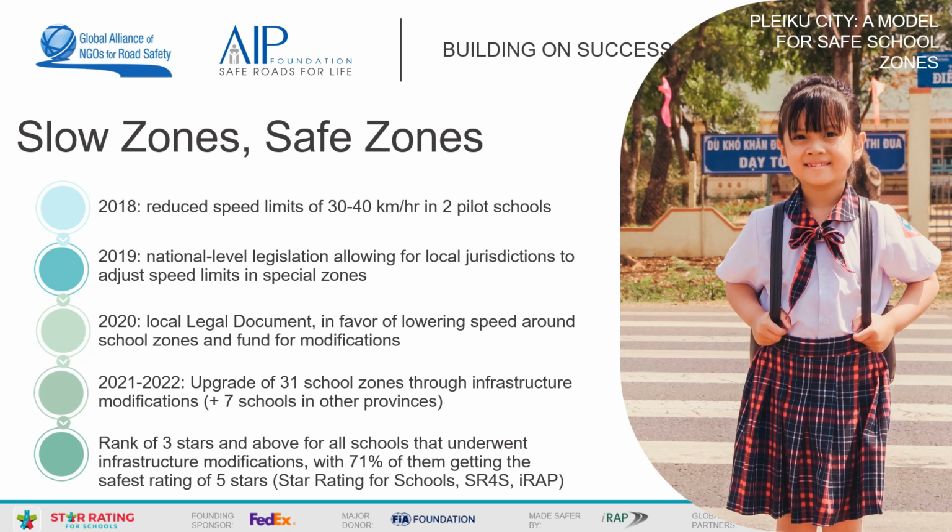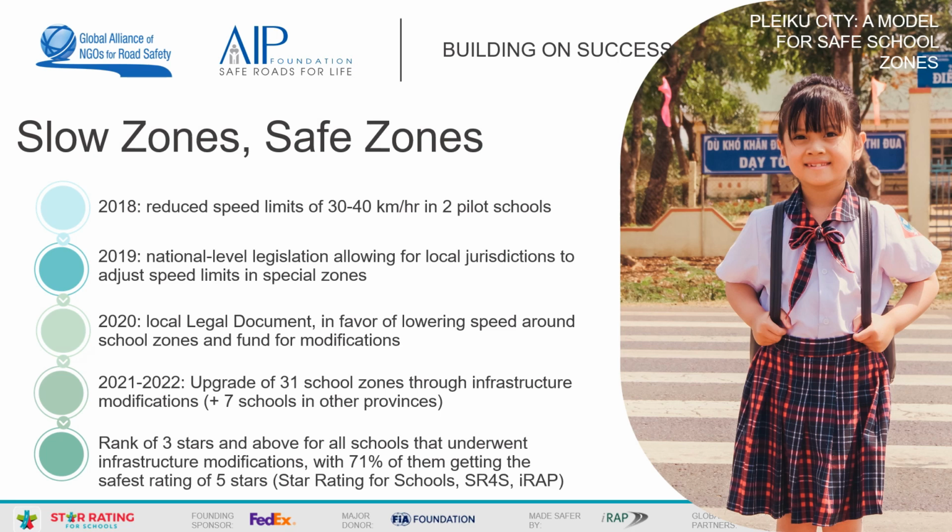government, following another ongoing and successful program, Slow Zones, Safe Zones, implemented since 2018 in Pleiku City, located in the center of Vietnam, and this with partners such as Foundation Whatnot, GRSP, FIA, and iRAP. Briefly, this program is focusing on reducing speed limits around school zones.